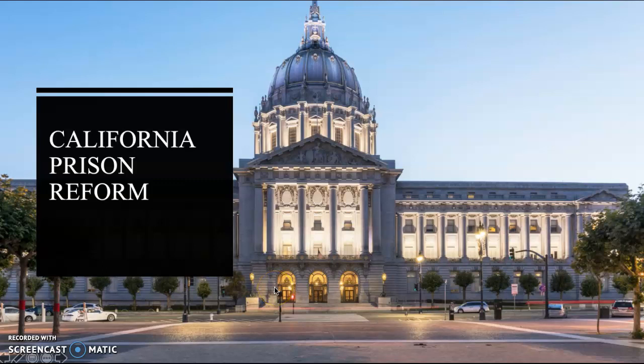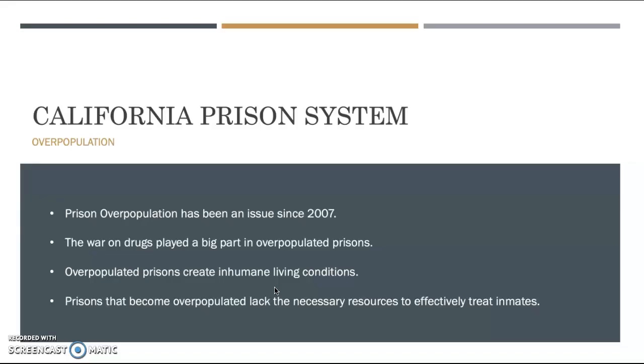In this presentation, we will take a look at some strategies that were developed and implemented with the intent to address the issue of overpopulation in prisons in California. Prison overpopulation has been an issue since 2007 and is a result of actions that were taken back in 1986. In 1986, President Ronald Reagan initiated the war on drugs.